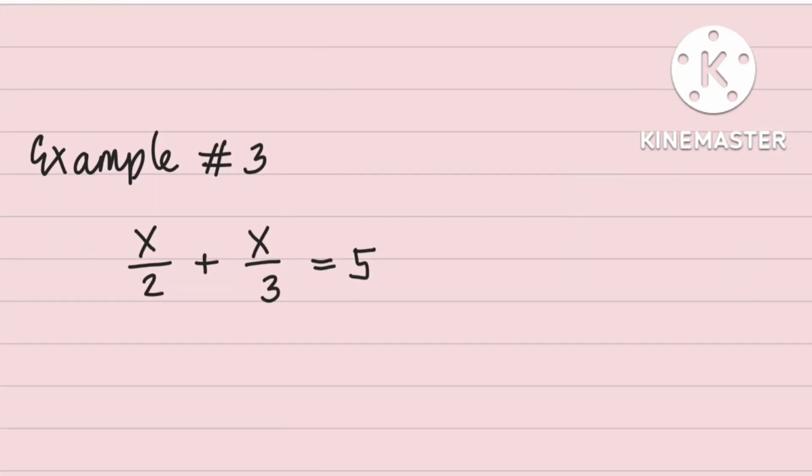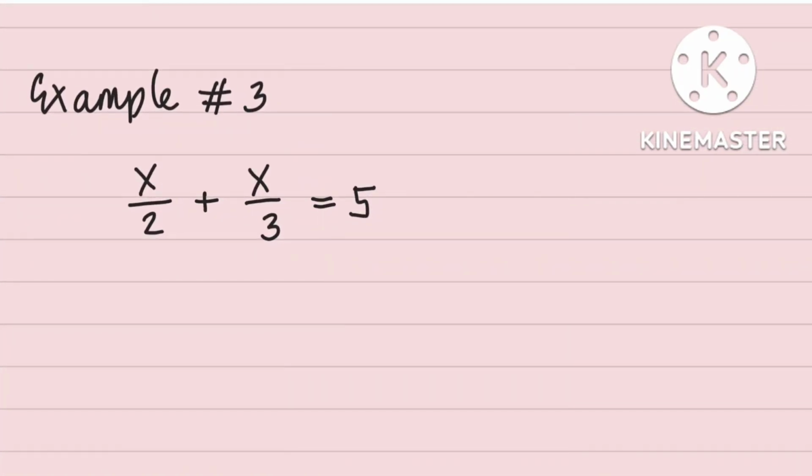Let's try example number 3. So the first issue here is that the left-hand side is not a single fraction. That's why we want to express it as a single fraction first. So we have to look for the LCD of the two fractions. And to find the LCD, we may use the listing method. So we will list down the multiples of 2 and the multiples of 3. The first number to appear in both lists is the LCD.